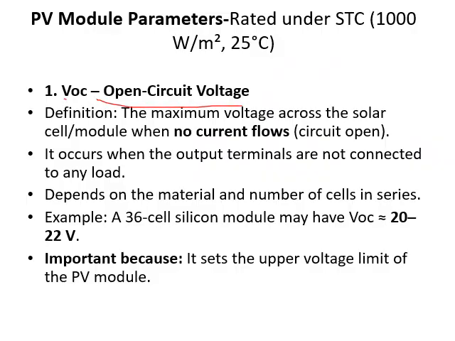The definition was already mentioned in the previous slide: the maximum voltage across the solar cell when no current flows. It occurs when the output terminals are not connected to any load, so it has the highest potential. Depending on the material, a 36 cell silicon module may have an open circuit voltage from 20 to 22 volts. It is important to know the open circuit voltage, because you need to set the upper voltage limit for the PV module, like how much the overall system can take.